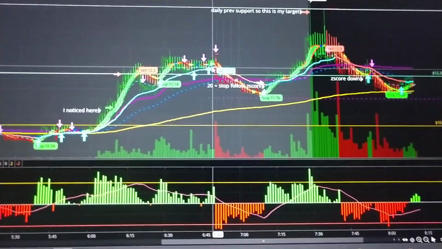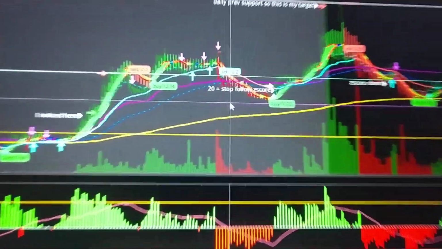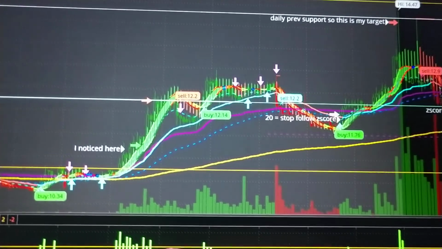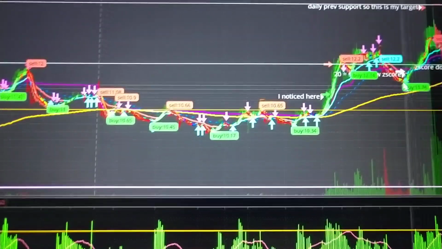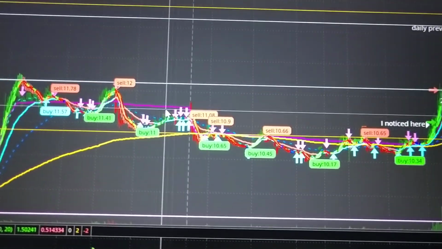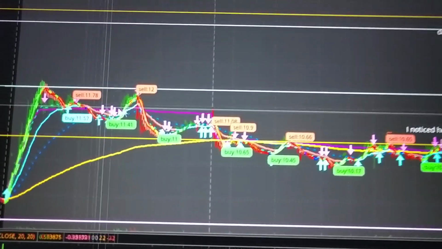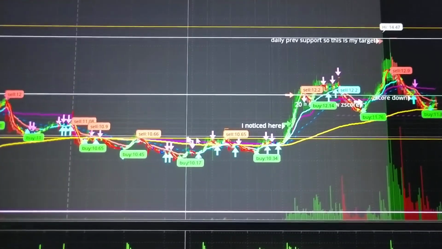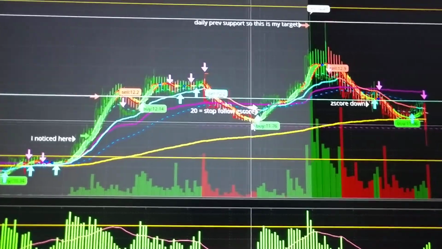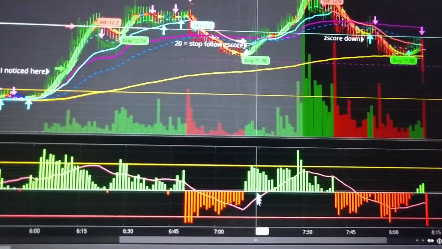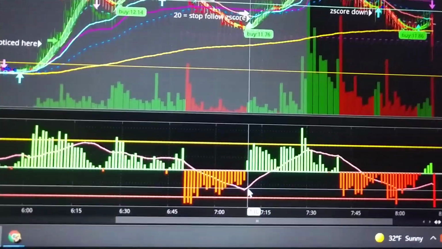So what I look for here, and this little purple line, the reason I put that in there was that it corresponded with this purple VWAP flat low. It was flat for a long time there. So I kind of marked that, and I thought, well, it'll find support there hopefully and pop up. And sure enough, it did. And that's right about when my Z-score did this sharp angle.